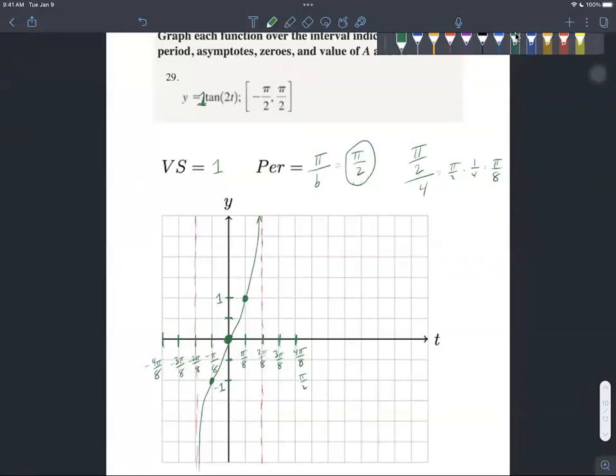Since we only have about half of this graph paper left, the rest of it's going to look like this, like that. And of course, it would continue if we went to the left, if we had more graph paper. And then we're going to have this behavior.